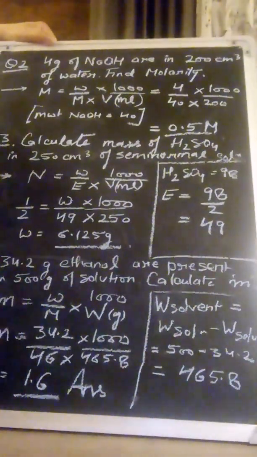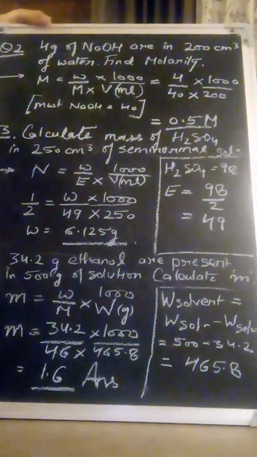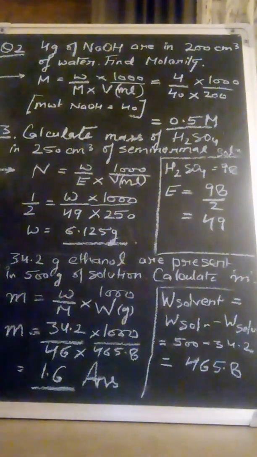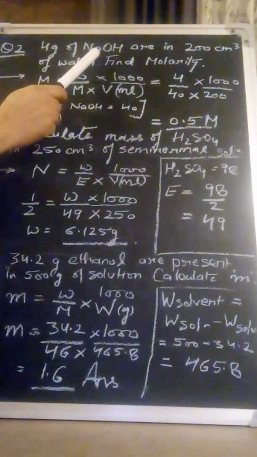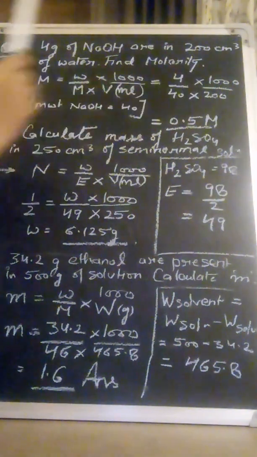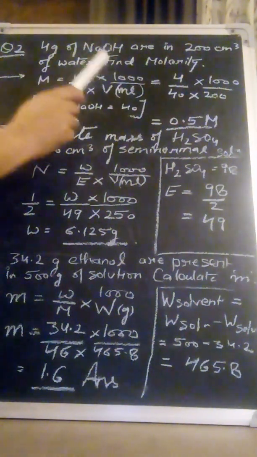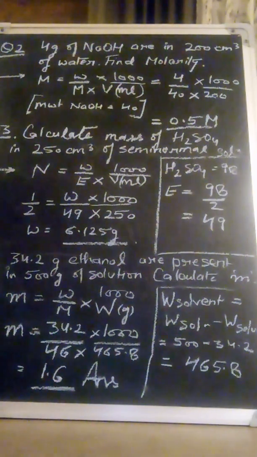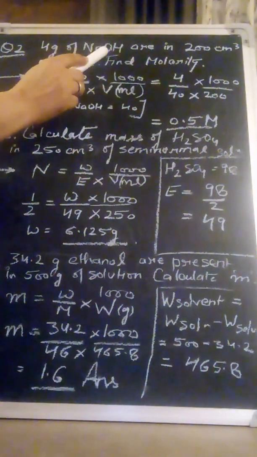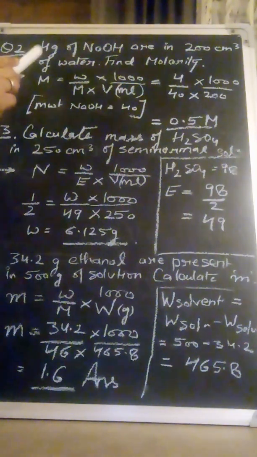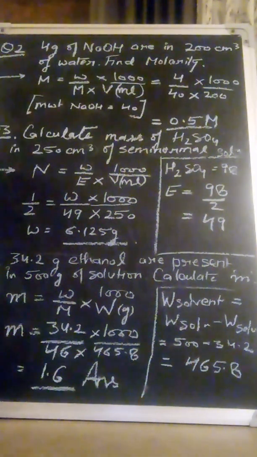Now let us understand their questions. This is question number 2, and it is related to the molarity equation. The question is: 4 gram of NaOH are present in 200 centimeter cube of water. Find the molarity. What is the solute in the question? The solute is NaOH, and 4 gram has been dissolved in 200 centimeter cube or 200 ml of solution. Then you have to find its molarity. What is the molarity of the solution?